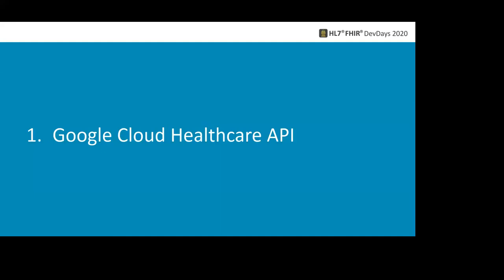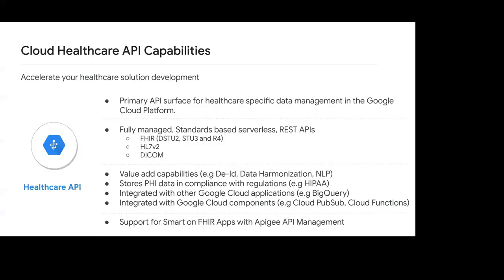So let's dive into the Google Cloud Healthcare API. Next slide, please. So at a very high level, the Google Cloud Healthcare API is our primary API service for managing healthcare-specific data in the Google Cloud Platform. Our goal with the Cloud Healthcare API is to accelerate solution development. And we do this through healthcare data interoperability, helping developers build machine learning and AI solutions, as well as applications that require data access. So the Cloud Healthcare API has fully managed standards-based APIs for a variety of different data standards, data formats, FHIR being one of them.